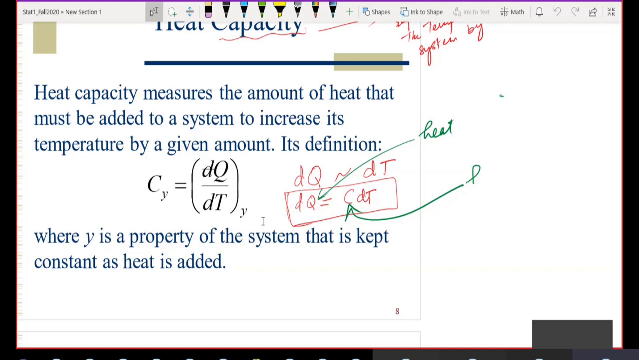So the heat we added or removed divided by the temperature it has changed. That is the ratio of these two quantities that we define as heat capacity, or sometimes we call it specific heat.